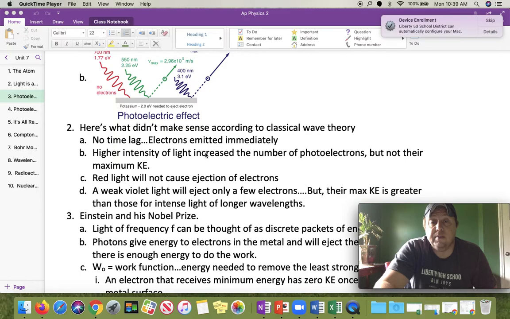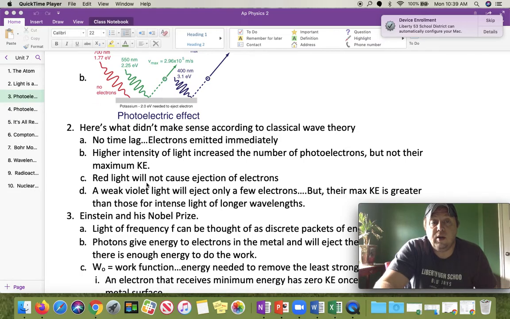Higher intensity of light increases the number of photoelectrons. These are called photoelectrons because this is a photocell and we're shining light onto it. As the intensity of the light increased, the kinetic energy of these electrons did not change. It was always the same speed of the electrons that were ejected. And remember, kinetic energy is 1/2 mv squared, and we know the mass of an electron. So based on the speed of the ejected electrons, we can figure out how much kinetic energy was released by that electron.